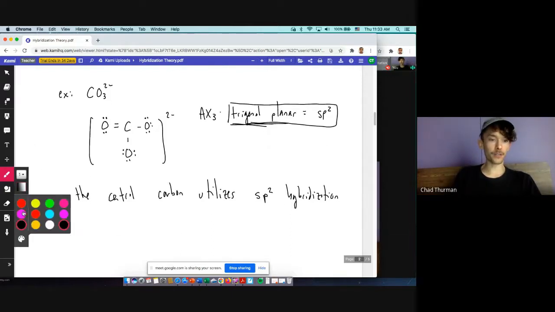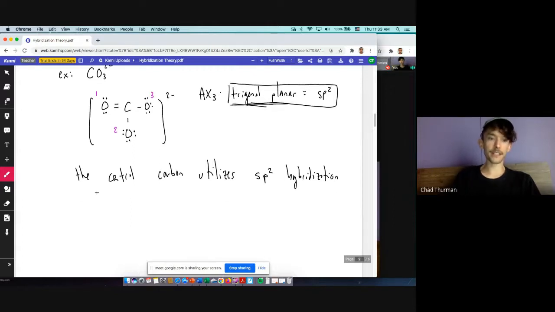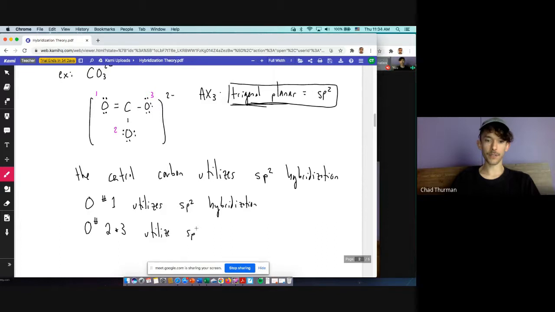Now, I could also number the oxygens. And I could say that oxygen number 1 utilizes sp2 hybridization. But oxygen number 2 and 3, they utilize sp3 hybridization. So hybridization is unique for each atom. Notice how I'm talking about the hybridization of the atoms, not the molecule itself, but of the atoms in the molecule. So let's look at this first oxygen.